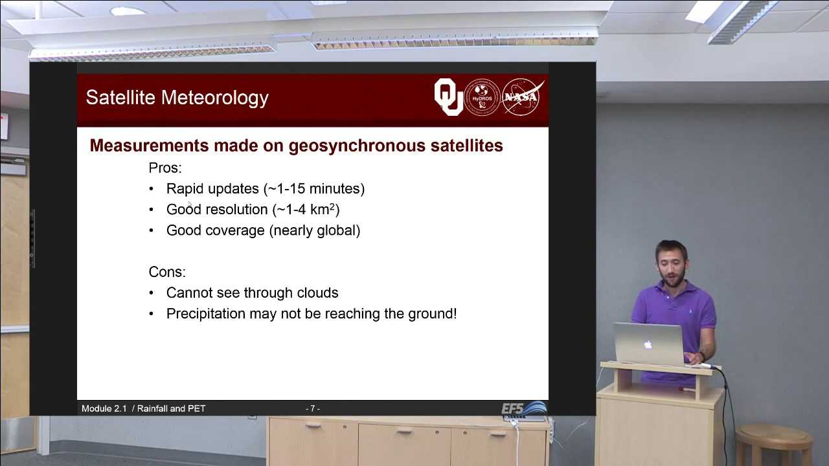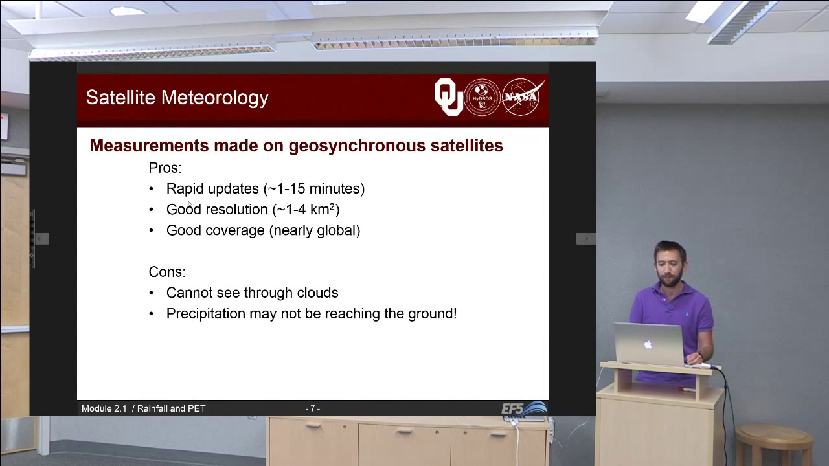There are some negatives, however. The type of instruments that these satellites use can't see through clouds. And if you can't see through clouds, you don't necessarily know that precipitation is actually occurring underneath them. Just because there's a cloud there doesn't mean that the rainfall is actually reaching the ground. And if the rainfall is not actually reaching the ground, it's not of very much interest to somebody who's running a hydrological model, because we care about precipitation that's actually reaching first the canopy layer and then eventually the ground layer itself.